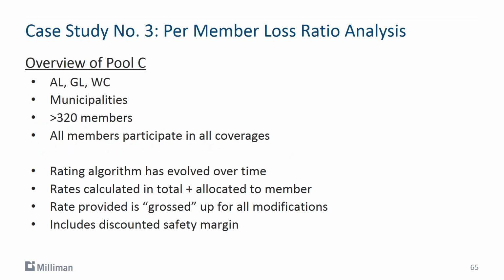Okay, so for this pool, they had auto, GL, and work comp coverages. They were just municipalities. They had over 300 members, and all of their members need to participate in all of the coverages. They can't choose from one coverage to another. Their rating algorithm had evolved over time. They calculated their rates in total and allocated it to the member. They have various modifications that they apply to the rate, and their funding includes a discounted safety margin.